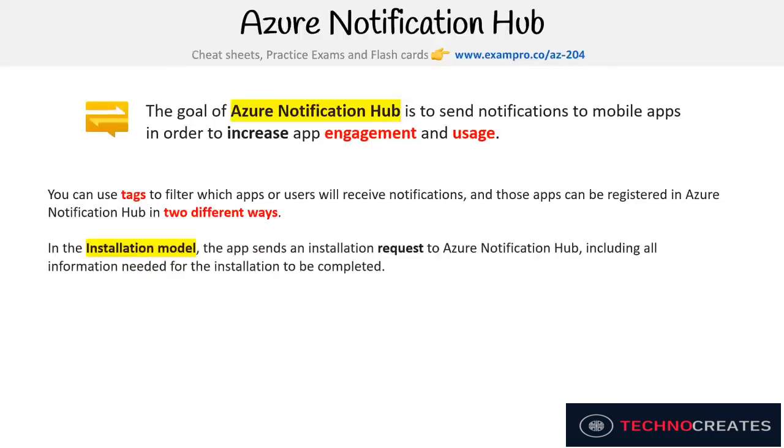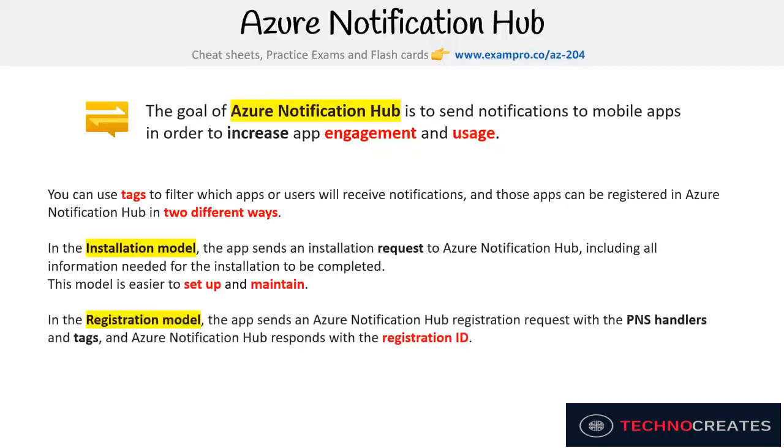The first way is the installation model. That's where the app sends an installation request to Azure Notification Hub, including all the information needed for the installation to be completed. This model is easier to set up and maintain. And then we have the registration model. The app sends an Azure Notification Hub registration request with the PNS handlers and tags, and Azure Notification Hub responds with the registration ID. It's great for native or generic templates that can be used to define the message.